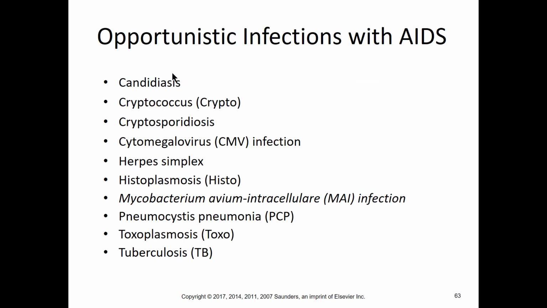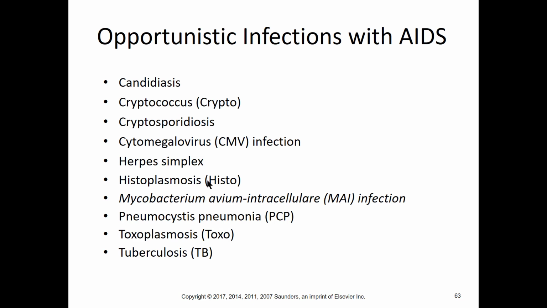So here's a laundry list of opportunistic infections with the acquired immunodeficiency syndrome. Candidiasis or candida, like thrush. Cryptococcus or cryptosporidiosis. Those are found in the deserts, like a fungal-like infection that goes into the lung and makes an infection. Cytomegalovirus, CMV infection, usually found in blood transfusion, etc. Herpes simplex or STDs, histoplasmosis is another one of the diseases that are found in nature.